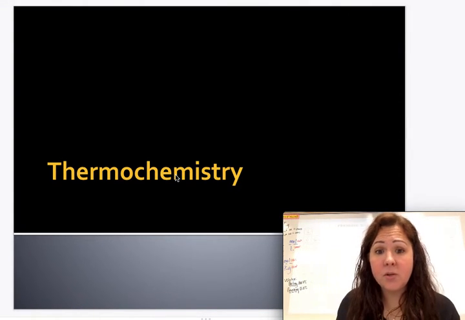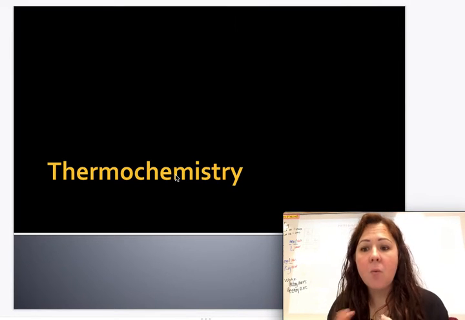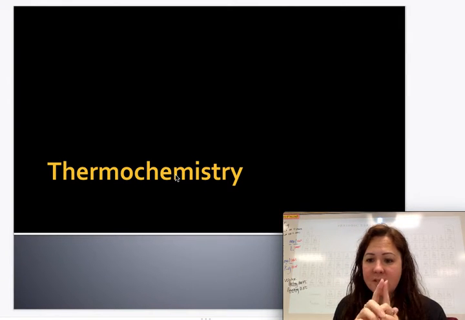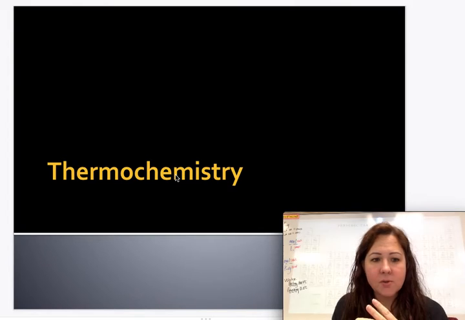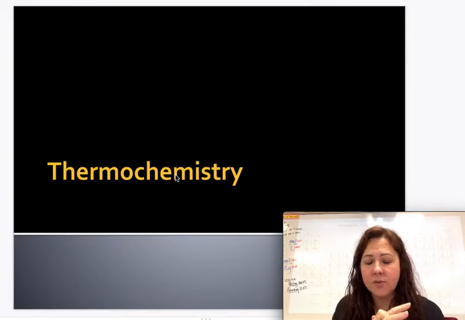So what we're going to do in this unit is look at heat transfers when it comes to chemistry. We're going to look at heat just in general and how heat travels, how heat transfers. It should be a little bit of a review from your previous science courses.